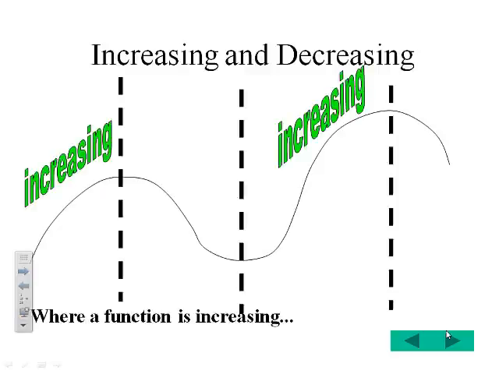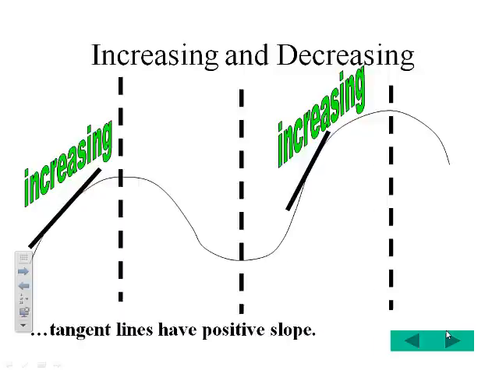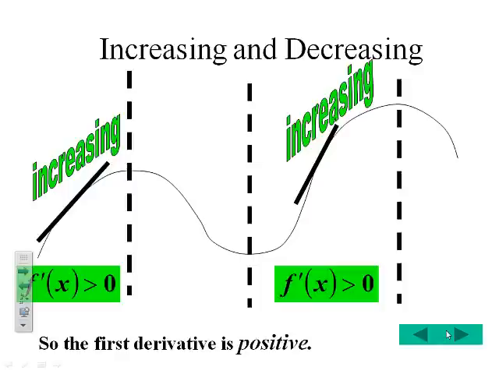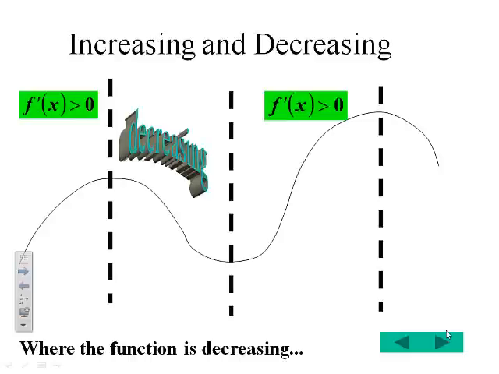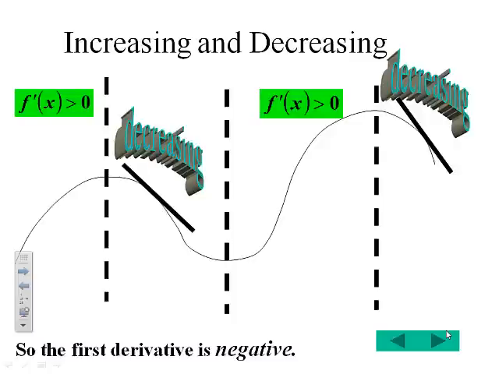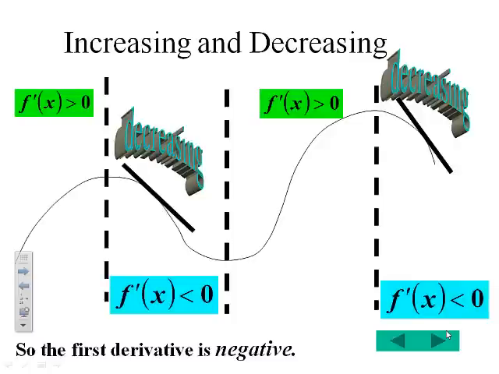Wherever a function is increasing, the slope of the tangent lines would be positive. You can see in this case the tangent lines have a positive slope. That means the first derivative is positive in those regions. Now, in the next section, where they're decreasing, going downhill, the tangent line has a negative slope. Since tangent lines have a negative slope in that region, we would say that the first derivative is negative.